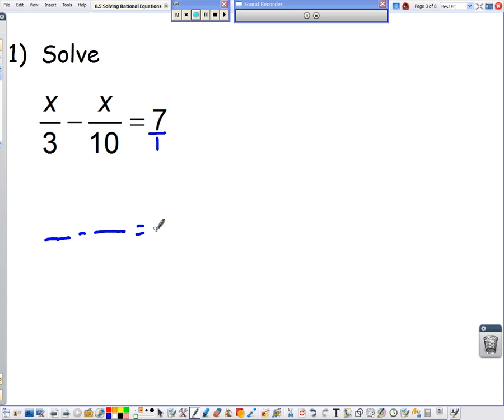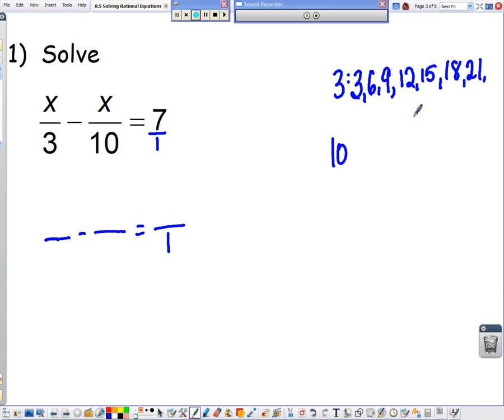Just like when we added everything. Looking at 3 and 10, the 1 doesn't really matter because we can change 1 to anything we need. The multiples of 3 are 3, 6, 9, 12, 15, 18, 21, and we can add some more if we need. The multiples of 10 are 10, 20, 30, 40, and so on. We haven't got anything in common yet, so 21, 24, 27, there it is, 30. They both have 30 in common.